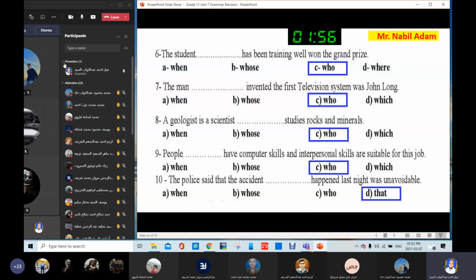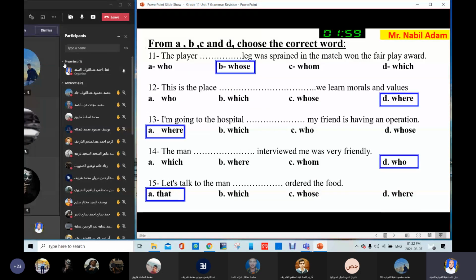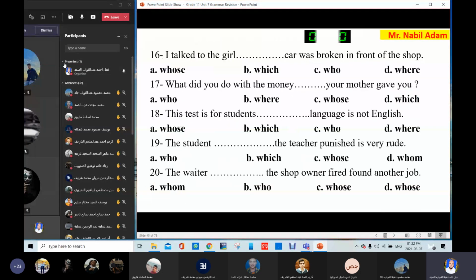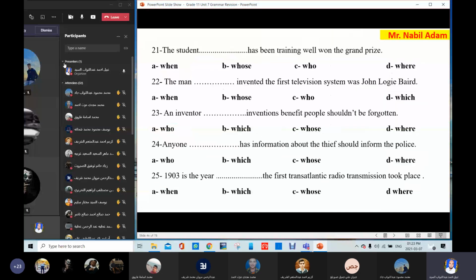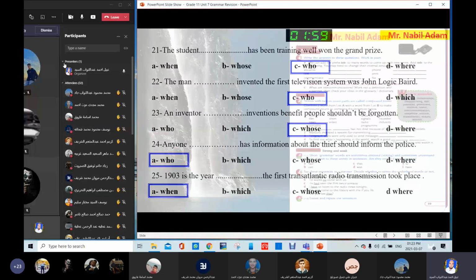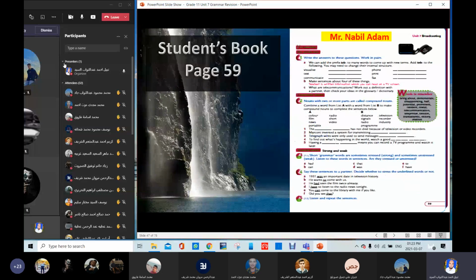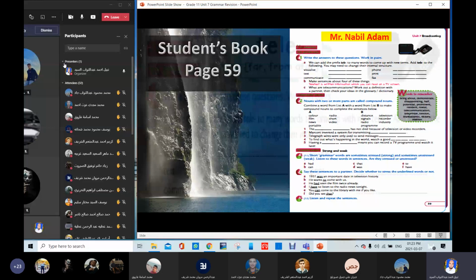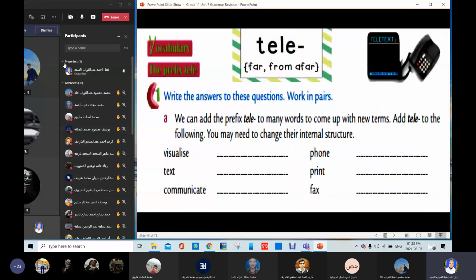Now let's open your student's book on page number 59. What are we going to study today? We are going to study vocabulary. The first one, the prefix tele. The word prefix means extra letters, some letters that come before the word. Tele means far or from afar, over a distance.